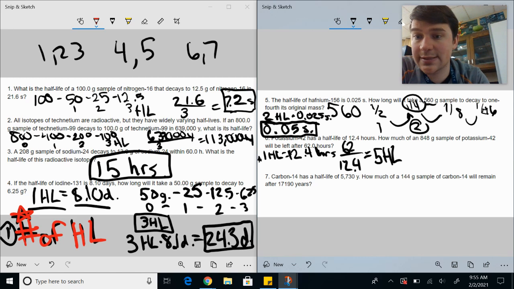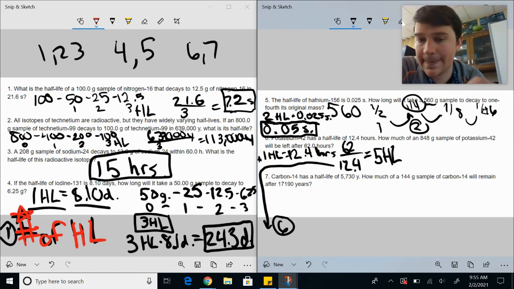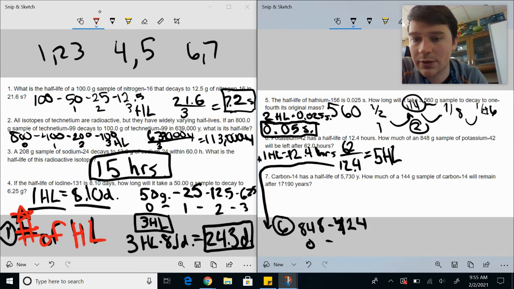So as I'm solving this, I'm actually going to drag this down a little bit so that we're down here to number 6. So you can actually see me write this one out. So we started at 848 grams. We need to do 5 half-lives. So that's my 0th half-life. My next one, I'm going to go down to 424, and that's going to be my first half-life. Let's cut that in half again. So that's going to get me down to 212.